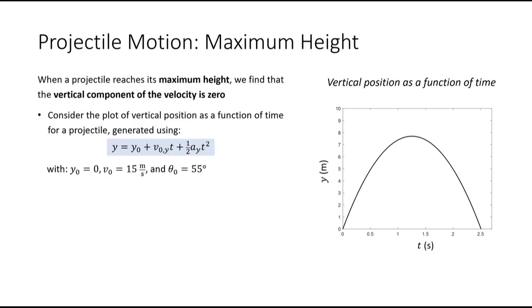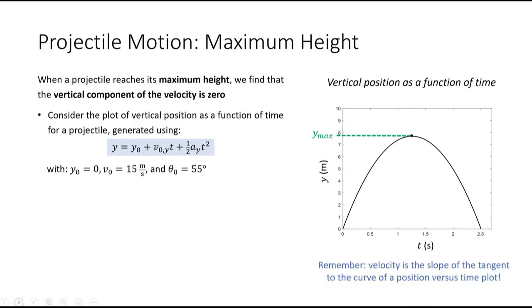Looking at this plot, we can pick out the vertical height of the projectile when it reaches its peak, and that's what I'm going to call y max. It's just the maximum height of the projectile, or you might see it referred to as y peak. So it's the vertical height at the peak. Now we want to think about how to relate this position versus time graph to the speed of the projectile. Remember that position versus time graphs have the special property that the slope at a particular moment in time corresponds to the speed of the object.